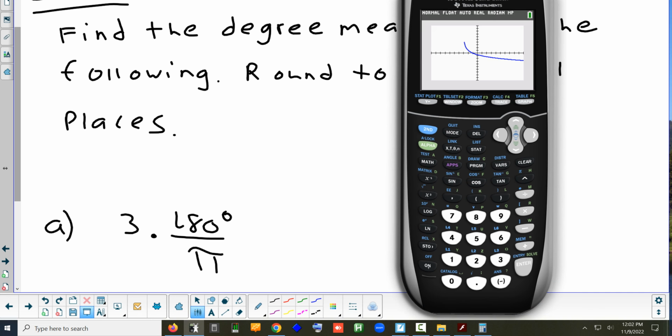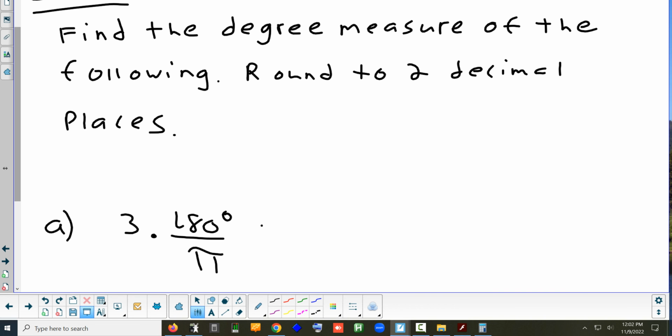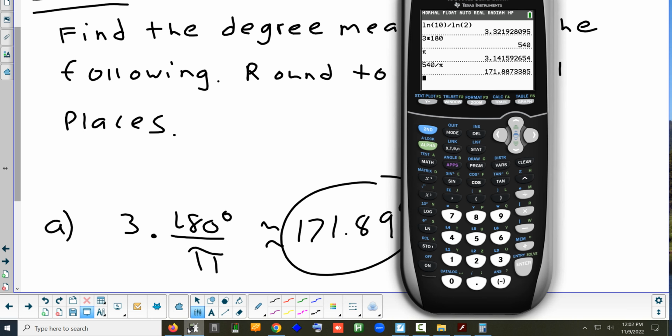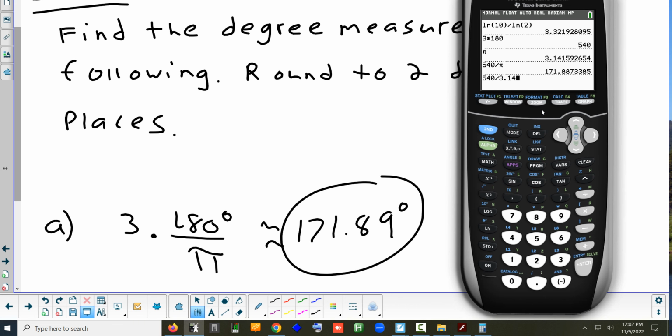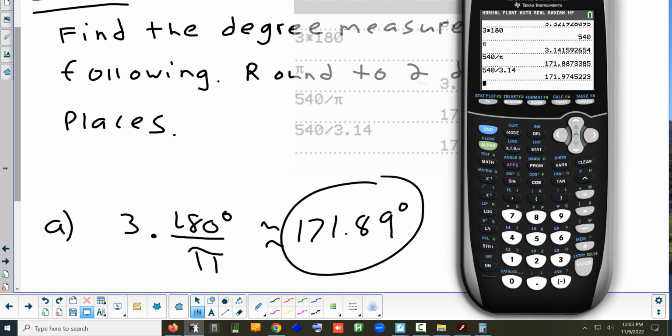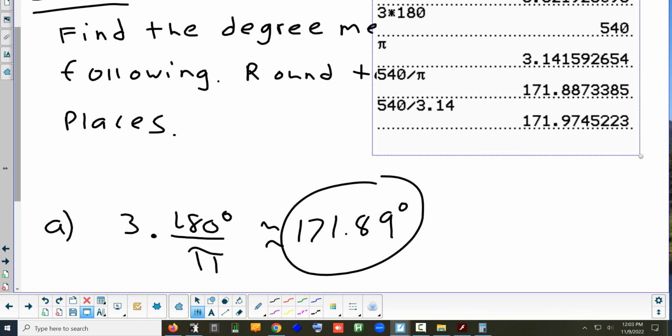When you want to do it as a decimal, this is how you should do it. 3 times 180 divided by the pi button. It's 171.89. Why do you think I said use the pi button and not 540 divided by 3.14? Because it's not really accurate. We're going to be off. If I'm looking for an answer to 2 decimal places, 89 and 97 are very different. So always use the pi button when it asks you to round.